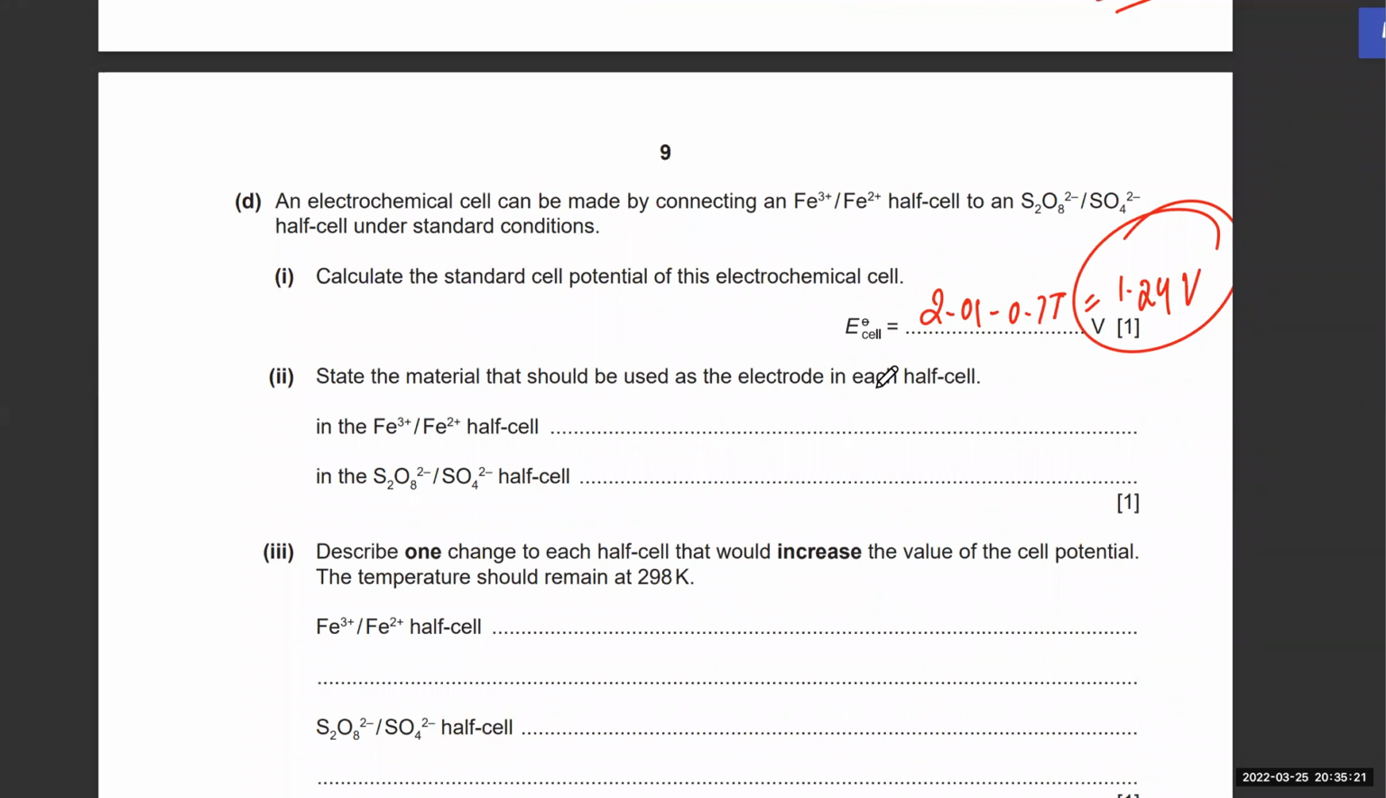State the material that should be used in the electrode in each cell. So if you have aqueous ions, what would the electrode be made up of? Platinum. It's going to be made out of platinum because the ions would be part of the solution. If they want to gain electrons, they gain electrons from the inert platinum metallic electrode. If they want to lose electrons, they lose electrons on the inert platinum electrode. So the electrode would become negative or positive, depending on what they like to do. If they like to lose electrons, it's going to become more negative. If they like to gain electrons, it's going to become more positive. In both cases, it's made out of platinum. Whenever you have aqueous ions, it's always going to be made out of platinum.